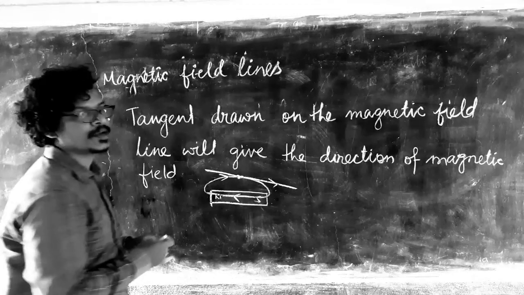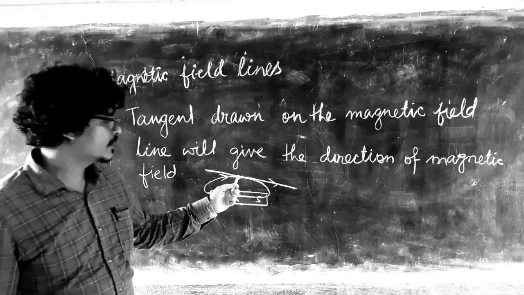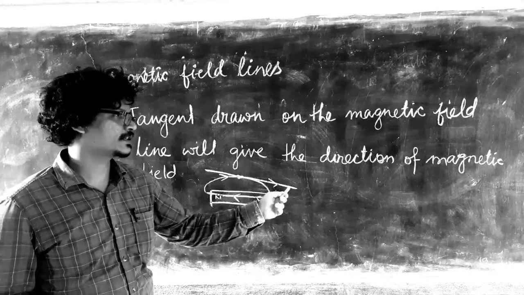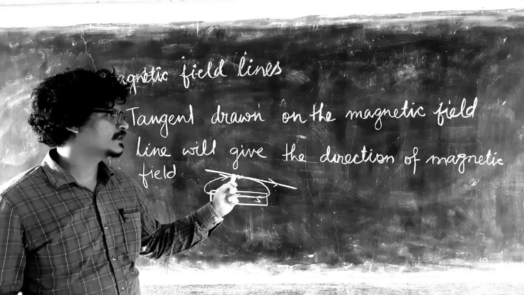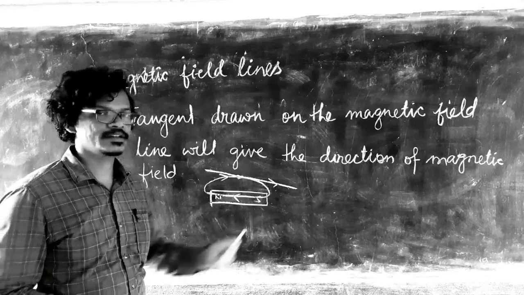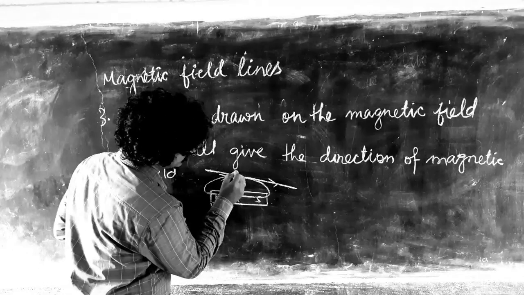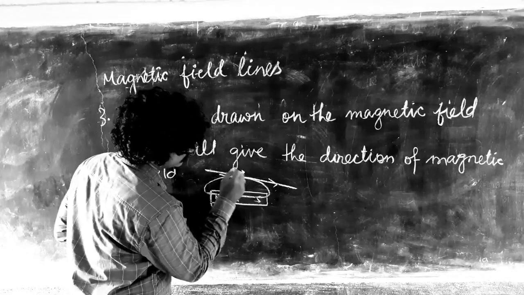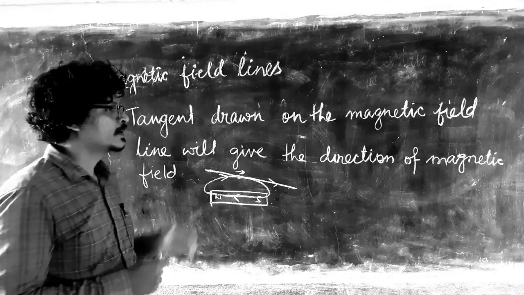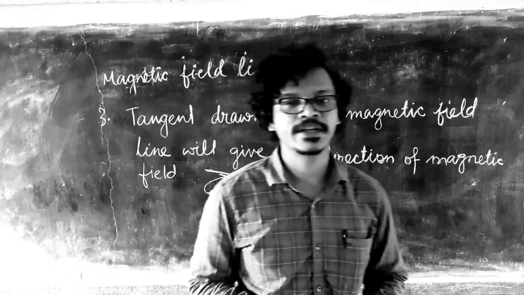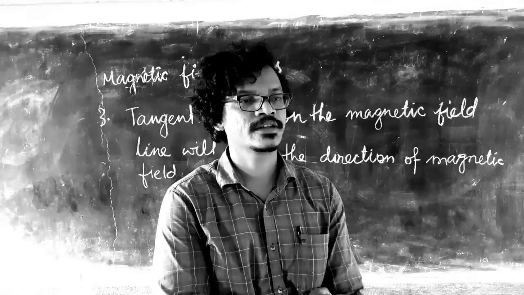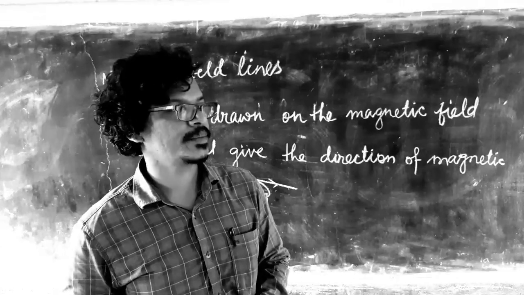This is the direction of the tangent. It means the magnetic field has direction in this direction at this place. This is the direction of the magnetic field. So these were the properties of magnetic field lines. We will see the next topic of the magnetic field chapter in the next class.